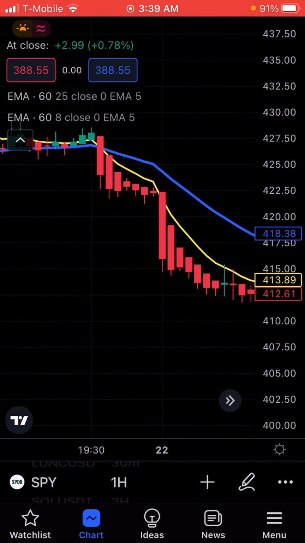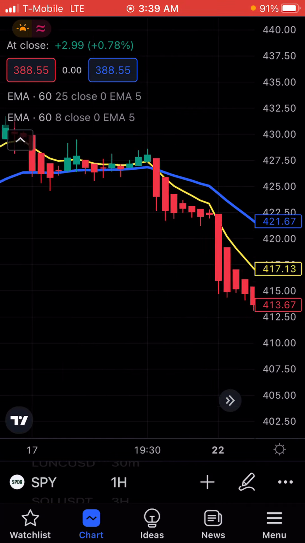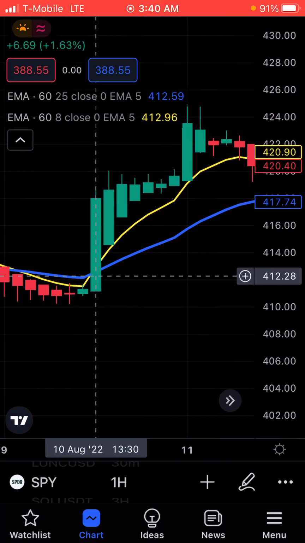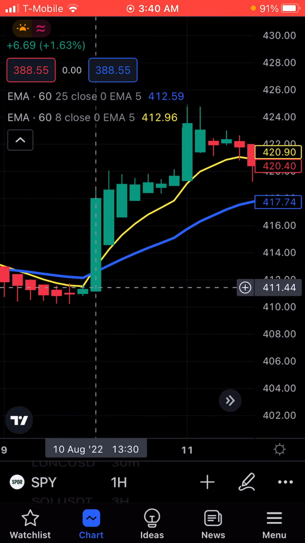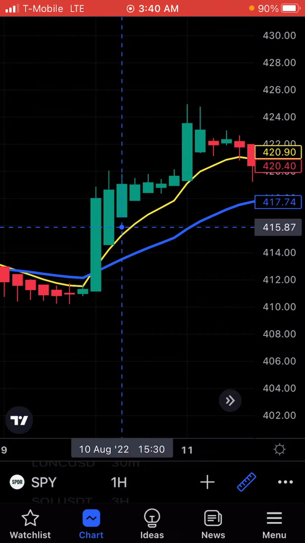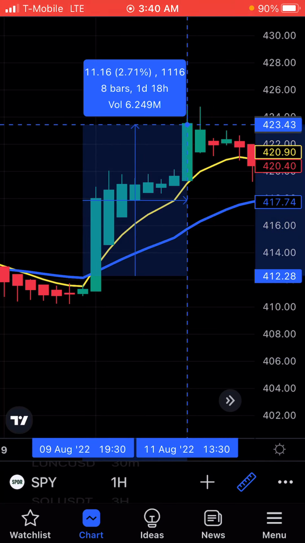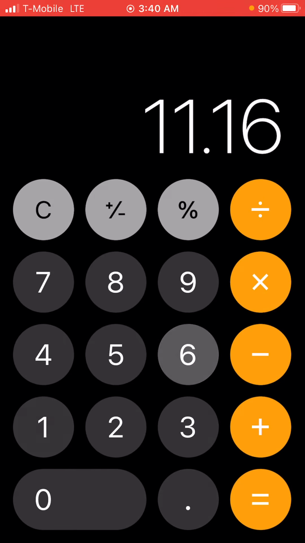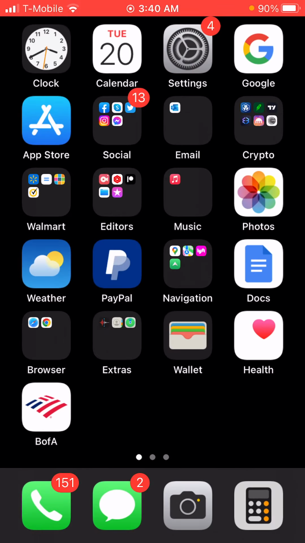Okay, and what you can do is once you get a little bit of gains from this, you can scale and buy more contracts. Crosses again right here. And here I would do a 412 call. So you write this out. And that is a 11.16 right there. That's $600.